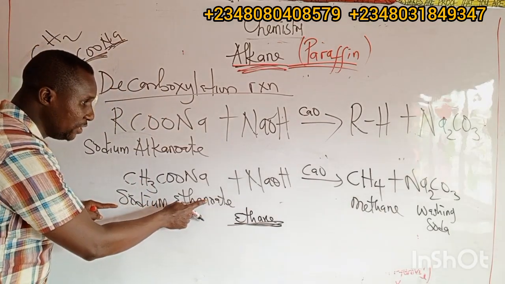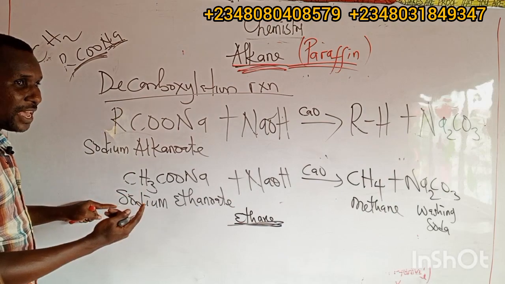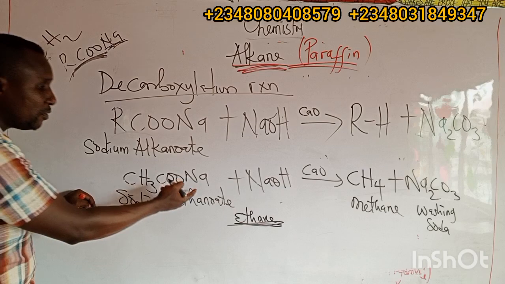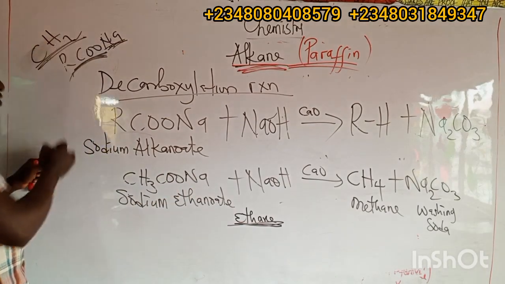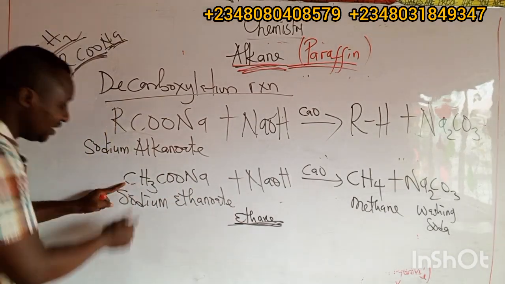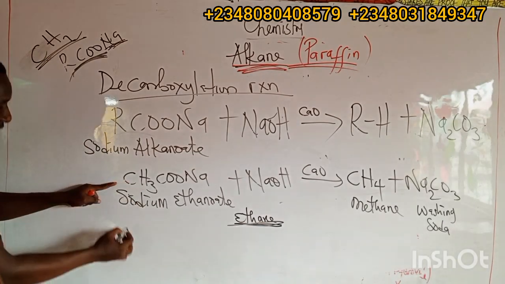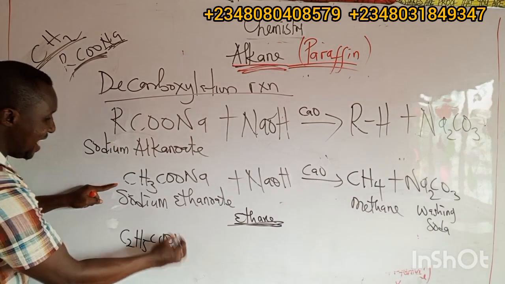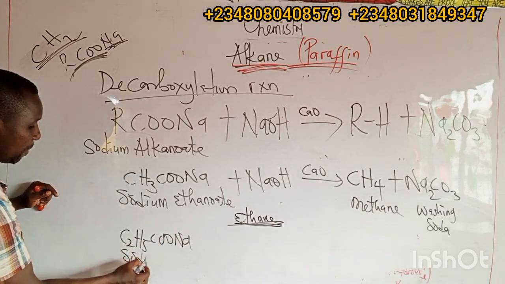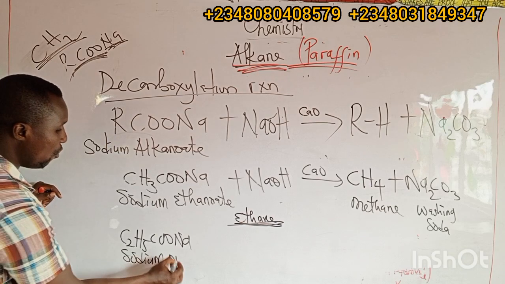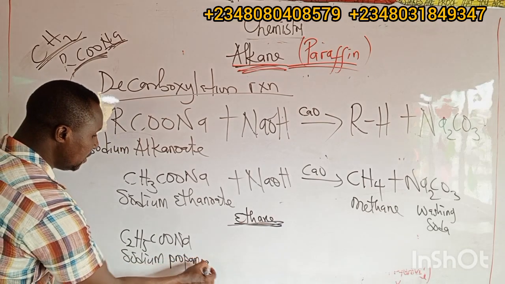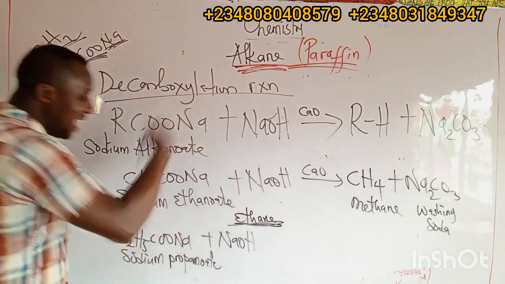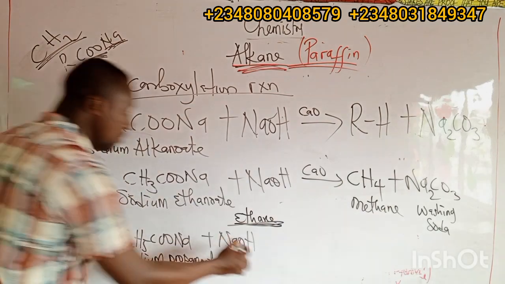This is sodium ethanoate to prepare methane. If I want to prepare ethane now, I will use sodium propanoate. How can you get sodium propanoate? Homologous series differ by CH2. Just add CH2 to CH3 and we have C2H5COONa. This is sodium propanoate plus the same sodium hydroxide from soda lime.